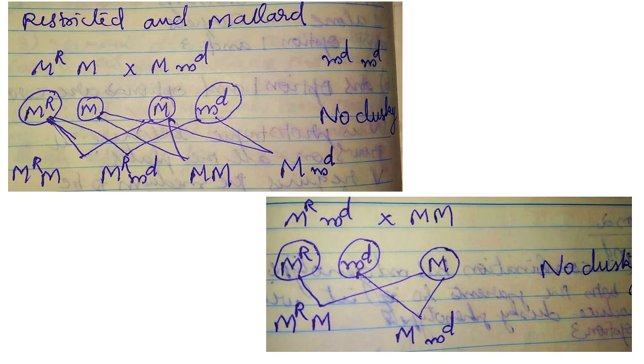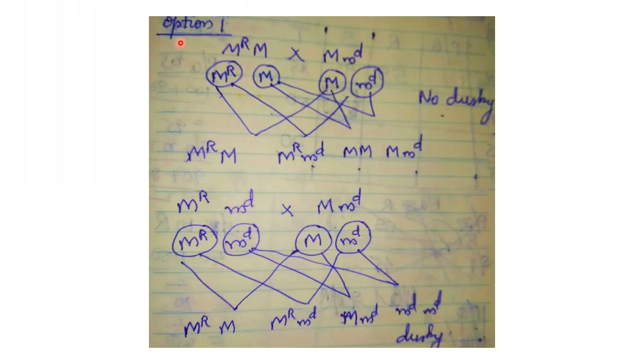Now if you see option 1, it is MRM into MMD. Here also no dusky phenotype. But the other combination they have mentioned will give the dusky phenotype. So option 1 cannot be the answer. Then in option 2 also, the second combination has the MD genotype in both the parents, so it will produce the dusky phenotype. And option 4 is also not correct, as they have not given all the combinations in option 4. So the correct answer will be option 3.